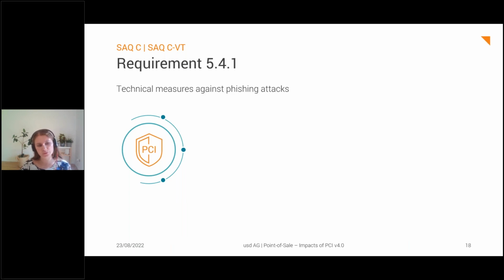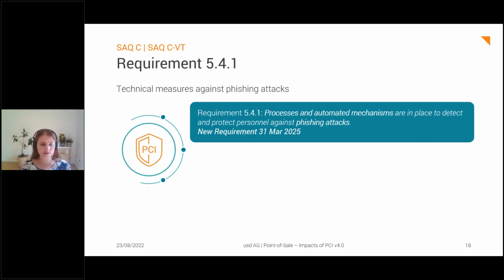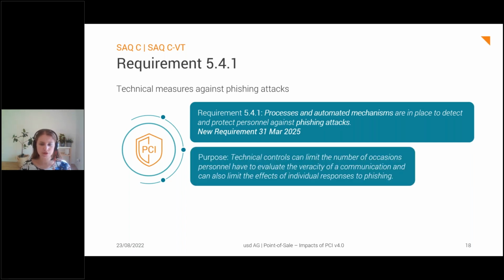Requirement 5.4.1 also applies only to SAQC and C14. This requirement asks you to have technical measures against phishing attacks. Let's look at the requirement. This requirement is also future dated, so you have some more time. What you need to do here is have technical controls which ensure that when a person receives a phishing attack or a phishing email or something like that, it is validated technically and might not even reach your employees.